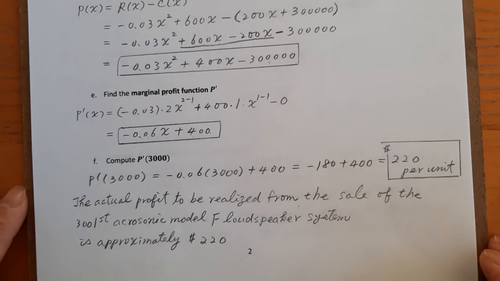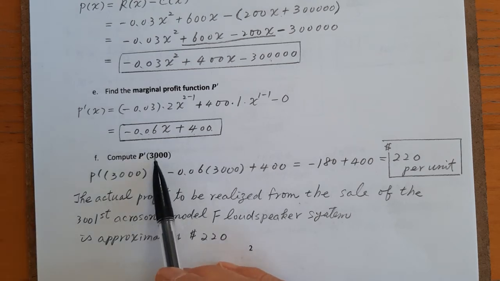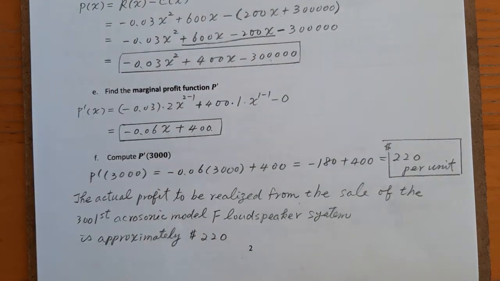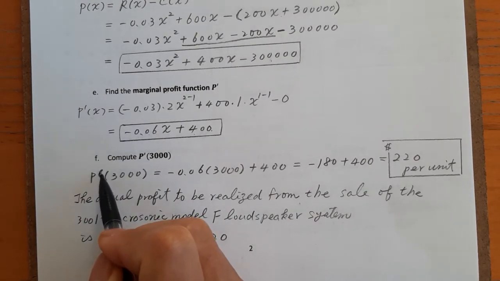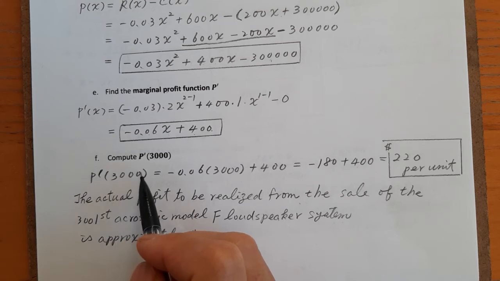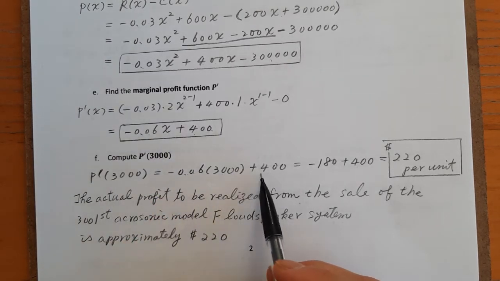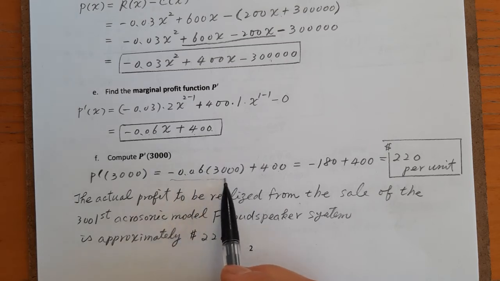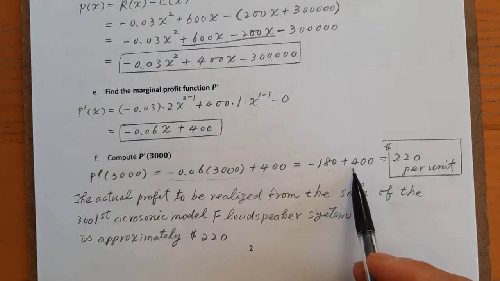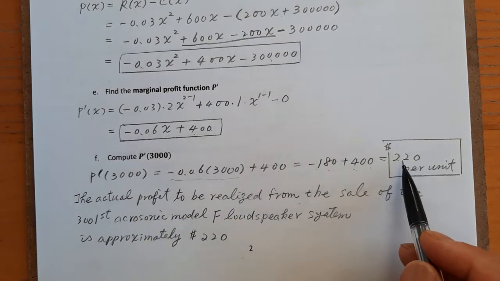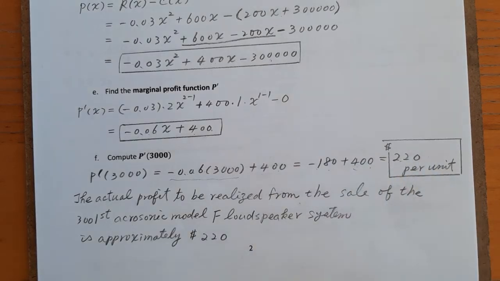Then next, it asks you at 3,000 units. X equals 3,000. Plug it in. So P prime of 3,000. Plug it in. So you get negative 0.06 times 3,000 plus 400. So the two times together is negative 180 plus 400. And they got $220 per unit.